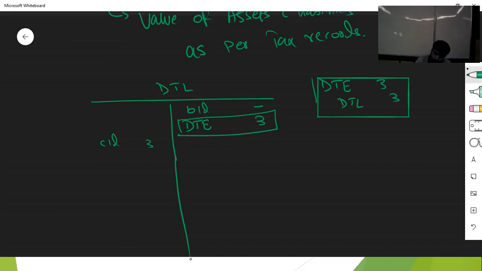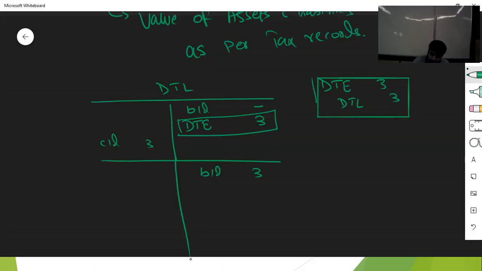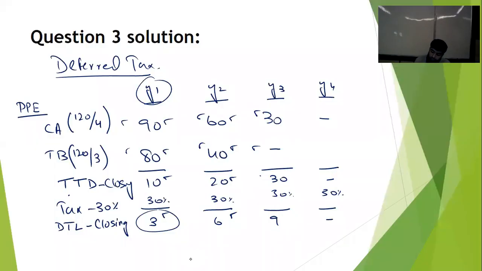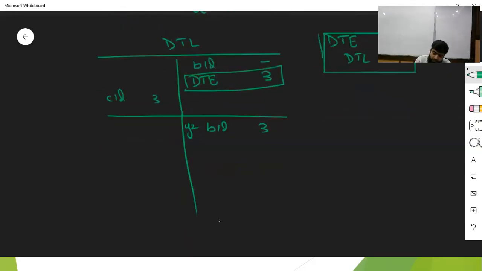Okay, let's move on. Once we have recognized this closing balance, it will become the opening balance of the next accounting period, that is year 2. At the start of year 2, the opening balance would have been 3 million. Now again, that 6 million is the closing balance of deferred tax liability at the end of year 2. So the deferred tax for the year is 3 million.